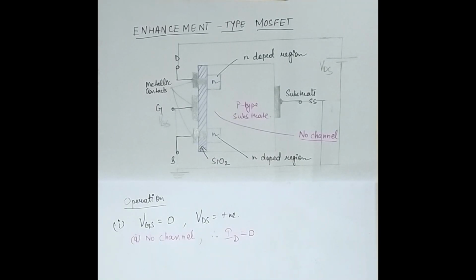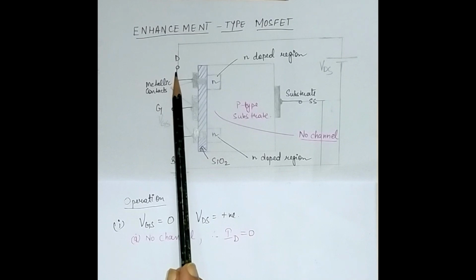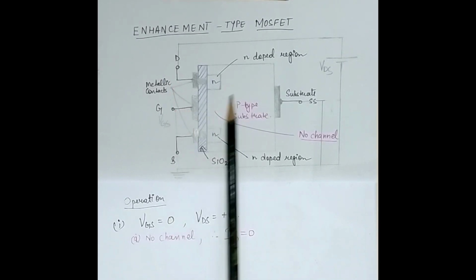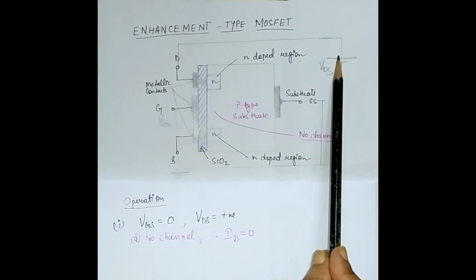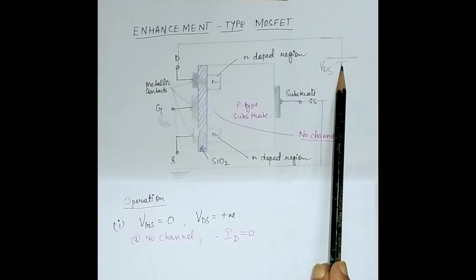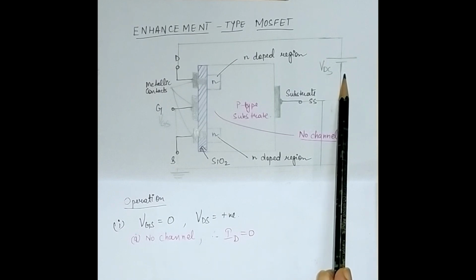Now let us see the operation of enhancement type MOSFET. First we will see the first case when VGS equal to 0 and VDS is positive. You see that I have connected the gate and the source terminal to the ground. Hence VGS will be equal to 0. And I have connected the drain and the source terminal to VDS, which is positive. So this is the positive terminal and this is the negative terminal.